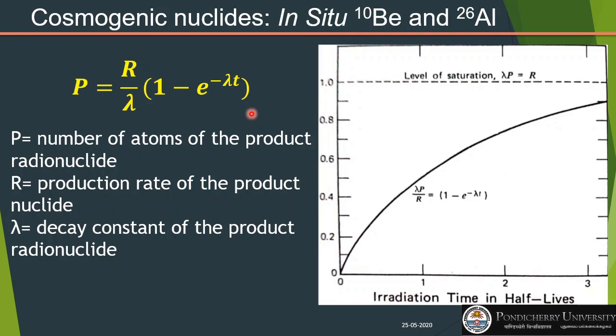So this type of measurement gives us a time which can be interpreted in terms of the time of exposure. So in a way we can call it exposure age. And to make it more clear, let me just give you one example.